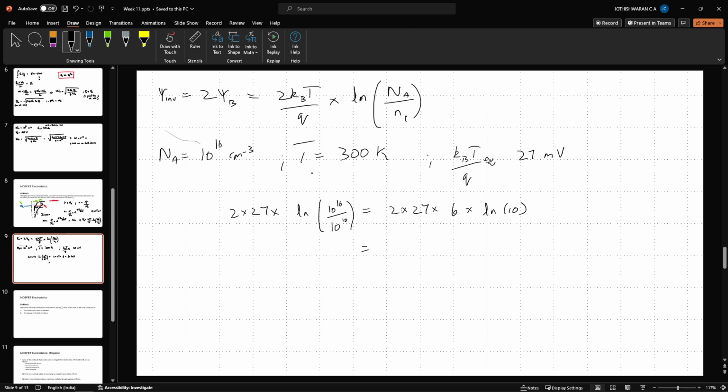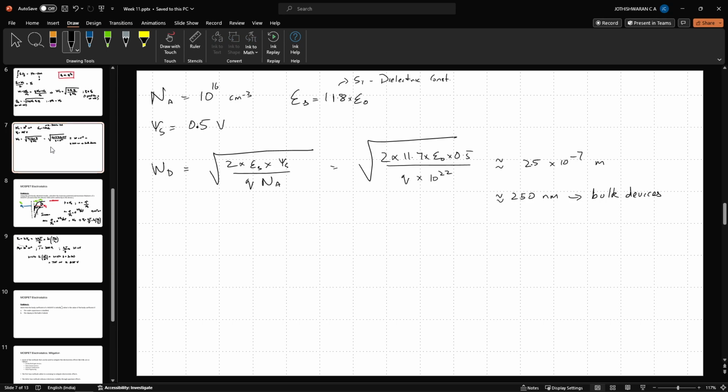Yes. So now this comes out to be approximately 745 millivolts, which is 0.75 volts. So this is the surface potential that is required to achieve inversion.